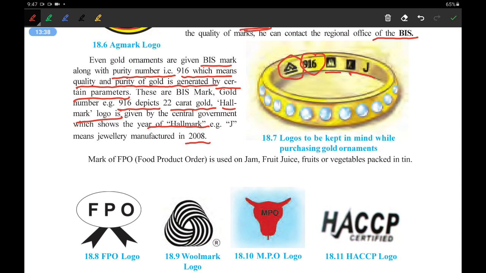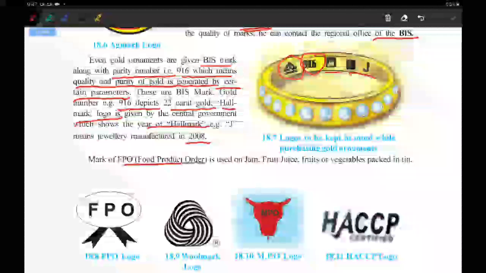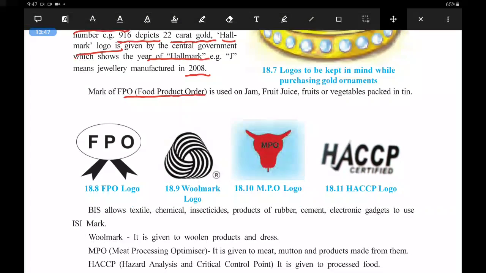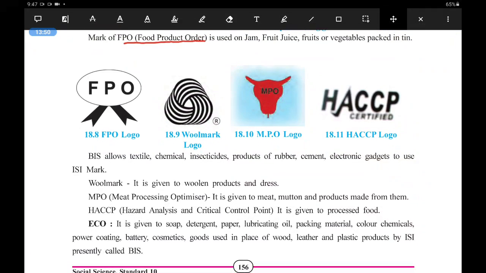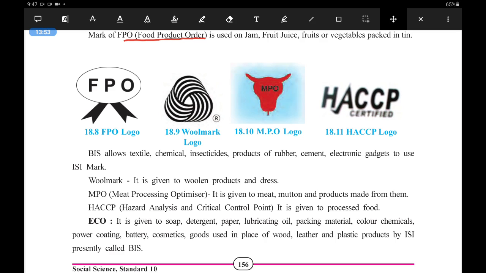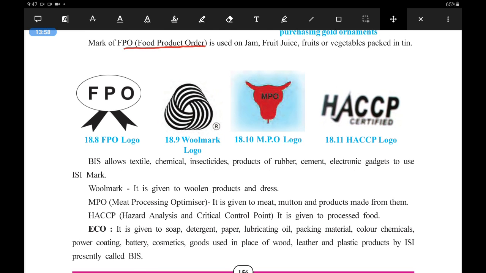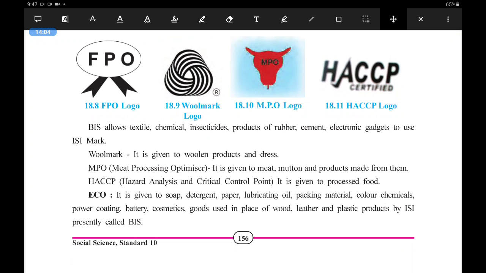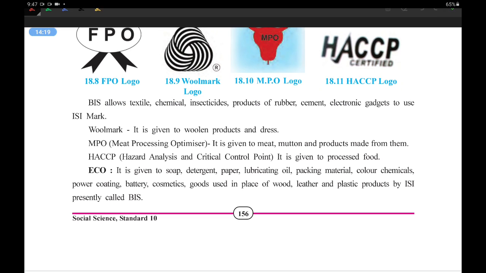Okay. Mark of FPO, that is Food Products Order. Certain goods are perishable, which means they can become bad or spoil easily. So for that, FPO is there. It is used for jam, fruit juice, fruits, vegetables packed in tin. So for tin products, FPO is used. Then wool mark, as given here, is used for woolen products. MPO is used for meat processing or meat products. HACCP is used for hazard analysis, meaning such kinds of things which are hazardous, which are dangerous, right? So it is given. Let us read.